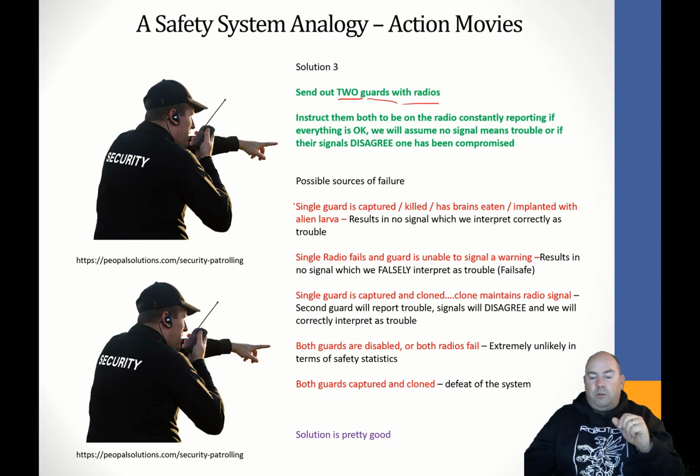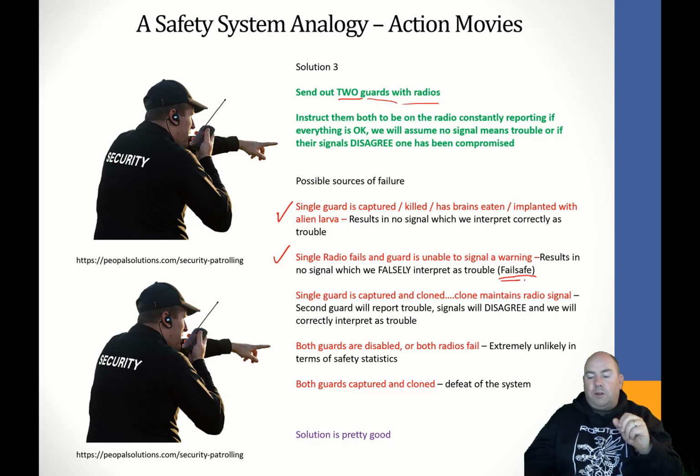So let's look at our situations here. Single guard gets captured. That's going to result in no signal from one guard. We'll interpret that correctly as trouble, so that's a good situation. Single radio fails, and guard is unable to signal a warning. We will also interpret that as trouble, and that is going to be a fail safe. So we will fail in the safe.